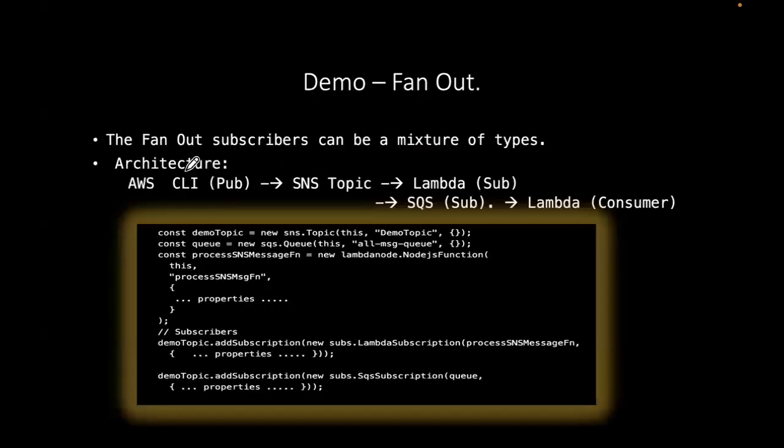To illustrate it, and my illustration is veering away a little bit from the previous slide, let's suppose I'm going to use the AWS CLI as a publisher to an SNS topic, and my topic has two subscribers. One is a Lambda function, which is a direct subscriber, and the other one is an SQS queue, and my SQS queue has a Lambda consumer.